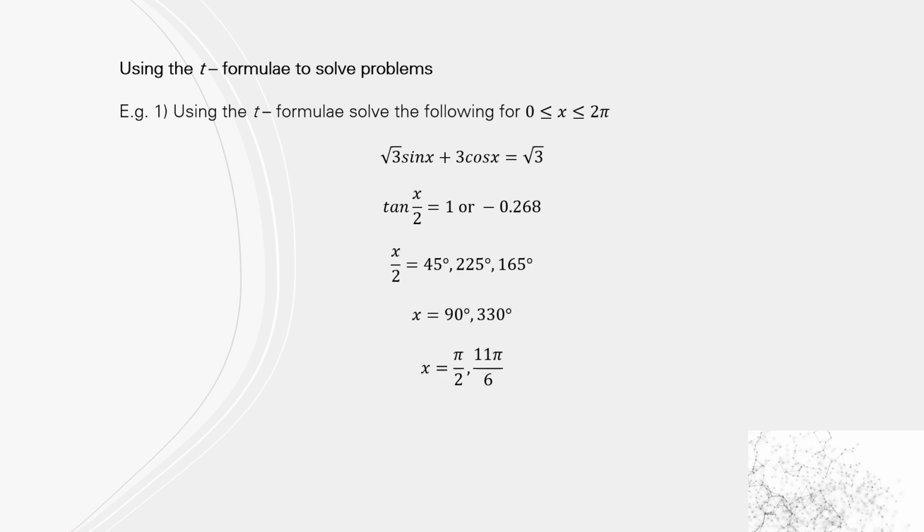So when you do shift tan, x on 2 can equal 45, 225 or 165, and only 2 of those actually work when you double them, because all the other solutions end up outside our range of 0 and 2 pi. So that's 90 or 330. And we end up with x equals pi on 2, 11 pi on 6, and that's the same solutions we got before.